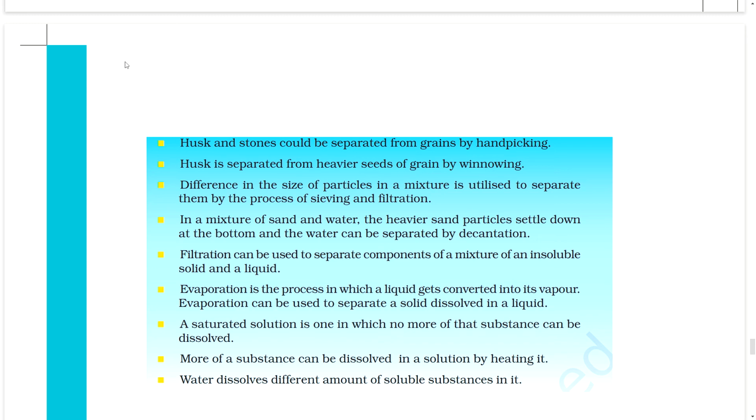In a mixture of sand and water, the heavier sand particles settle down at the bottom and the water can be separated by decantation. Filtration can be used to separate components of a mixture of an insoluble solid and a liquid. Evaporation is the process in which a liquid gets converted into its vapor. Evaporation can be used to separate a solid dissolved in a liquid. A saturated solution is one in which no more of that substance can be dissolved. More of a substance can be dissolved in a solution by heating it. Water dissolves different amounts of soluble substances in it.